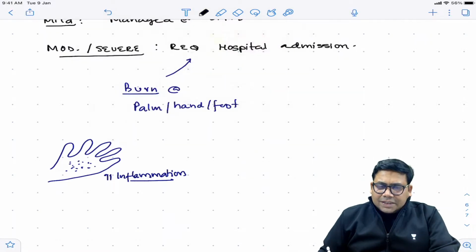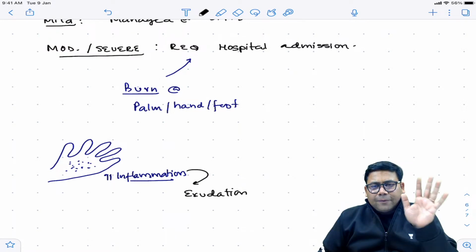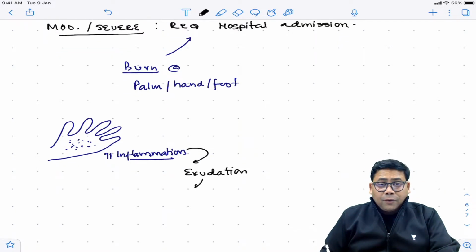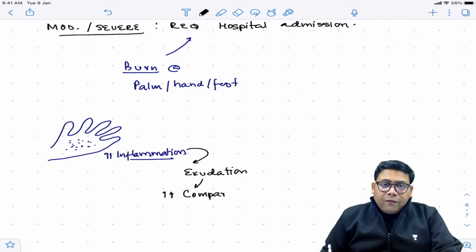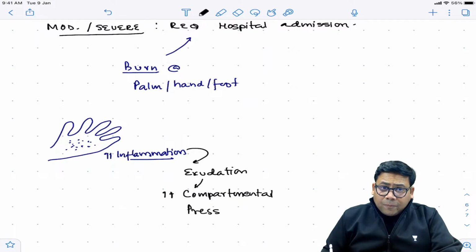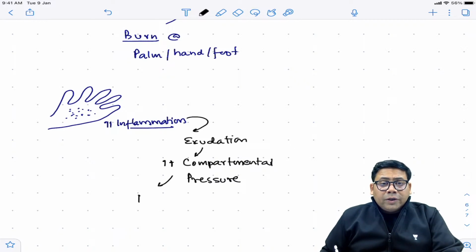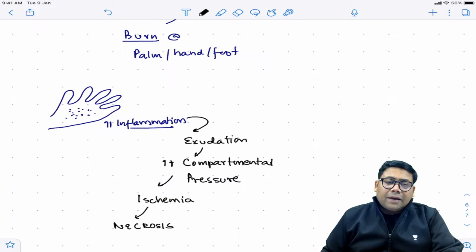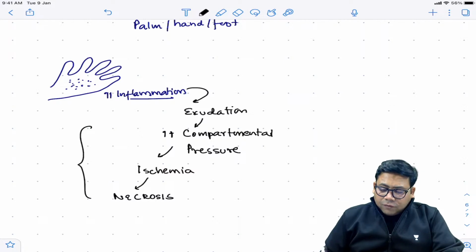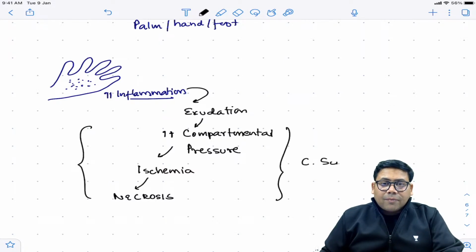So when there is increased inflammation, there is exudation. And do you know that this hand is an inelastic component, you can say compartment. So there is increased compartmental pressure. And once there is increased compartmental pressure, students, what is going to happen now? This is going to lead to what? Compartment syndrome. So this is going to lead to ischemia, and ischemia is going to lead to what? Necrosis, and necrosis can lead to what? Gangrene ultimately. And this is what is better defined as compartment syndrome.